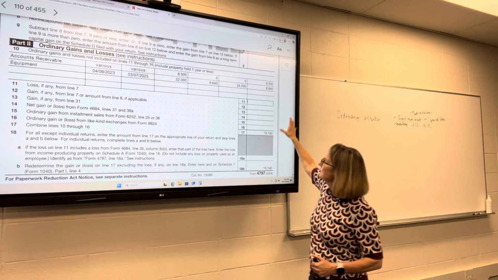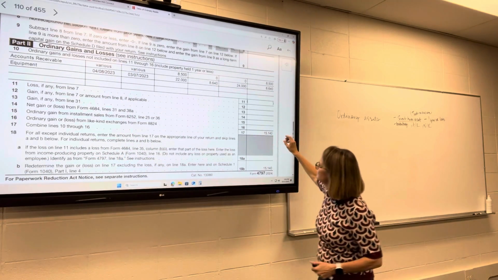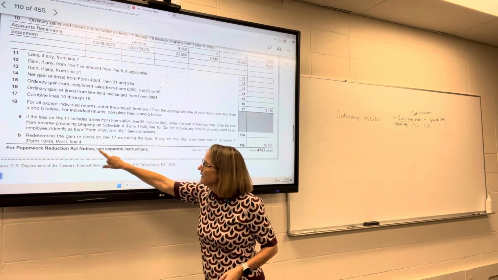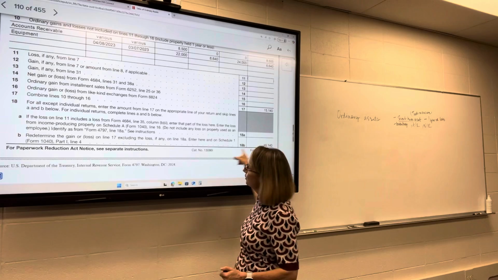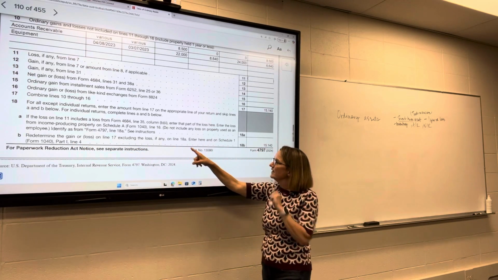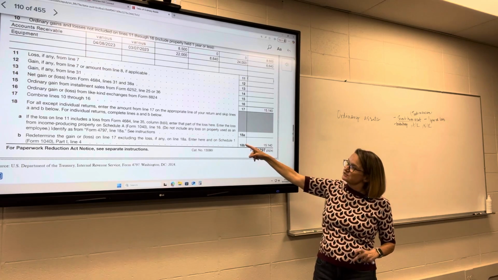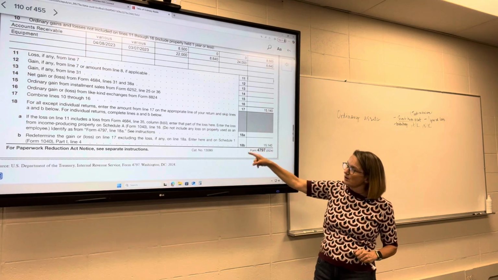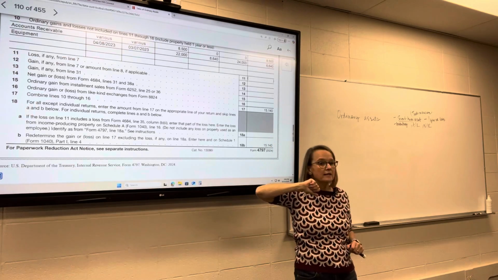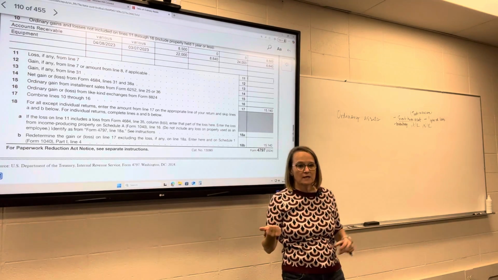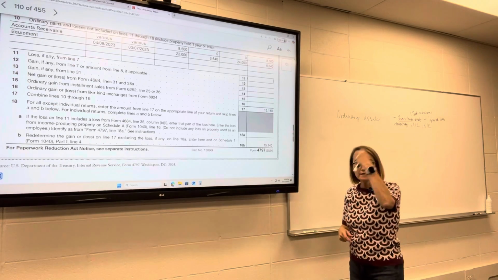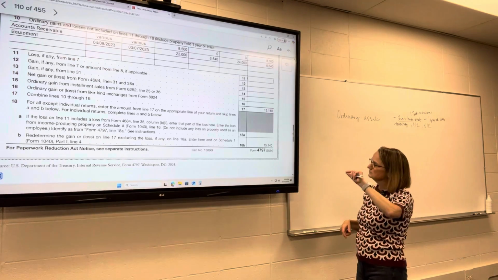So here, combine it all, line 17, $15,140. And the total, redetermine the gain or losses, excluding the loss, if any. Enter here, and on Schedule 1, Part 1, line 4. So this is going to transfer to the Schedule 1 under other income, and then gets transferred ultimately to the 1040 under that other income line.